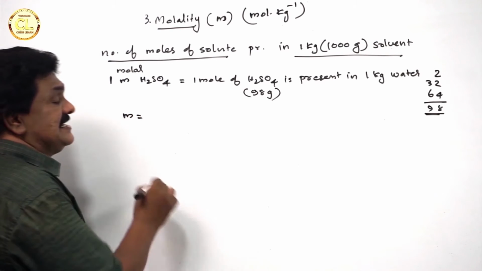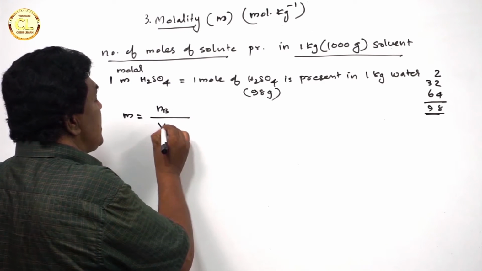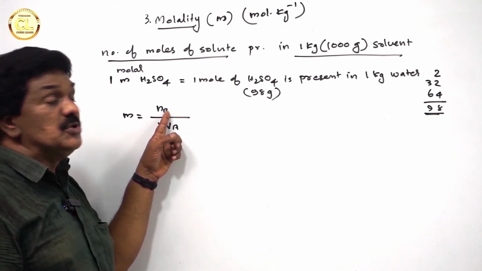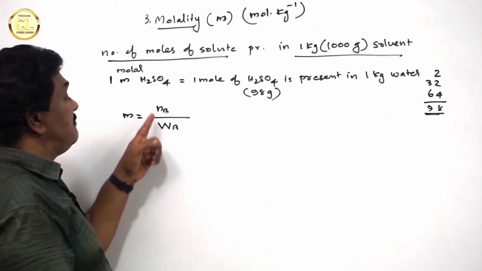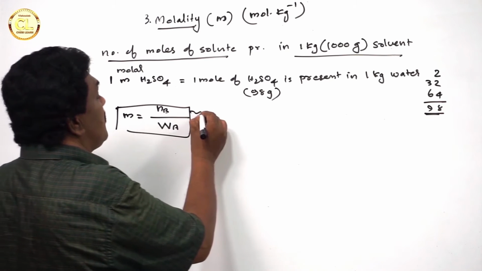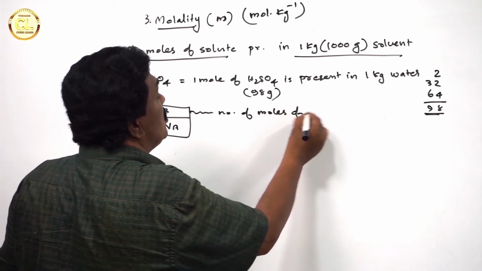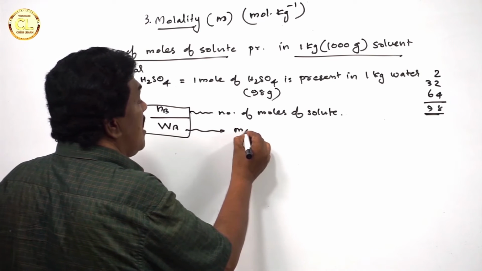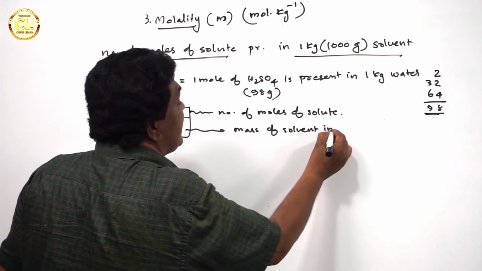Small m, molality, is equal to the number of moles of the solute present in 1 kilogram of the solvent. See, B stands for the solute and A stands for the solvent in a binary solution. So NB by WA, where NB is the number of moles of the solute, and WA is the mass of the solvent in kg.